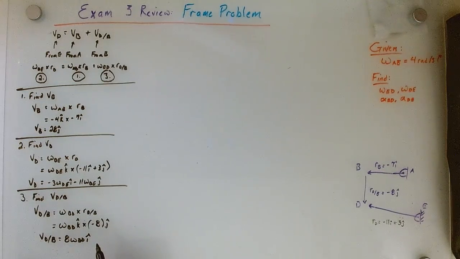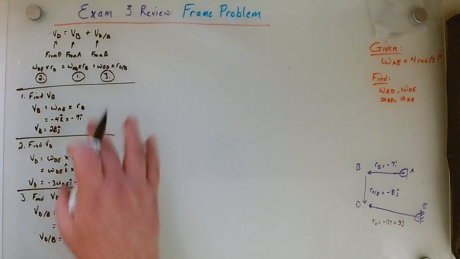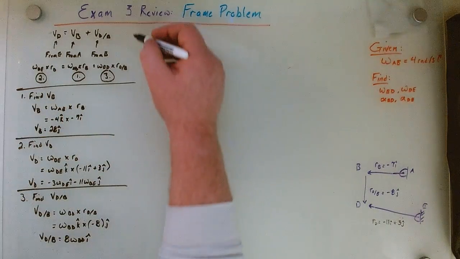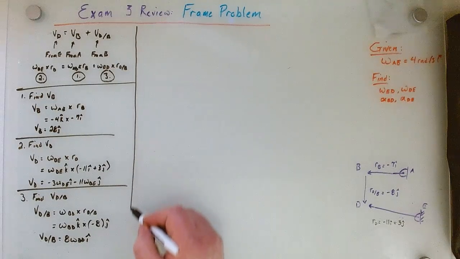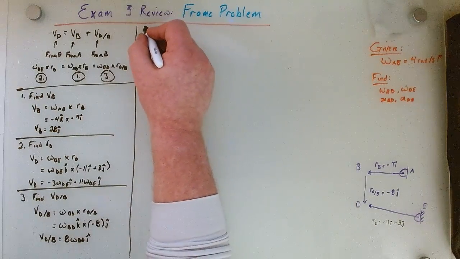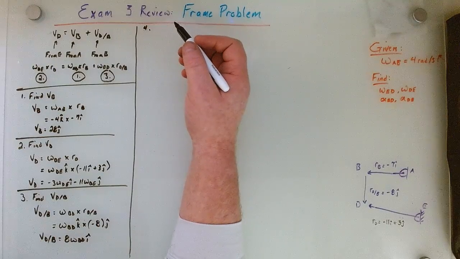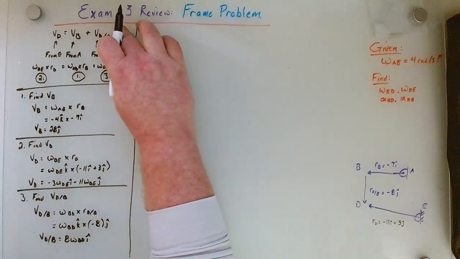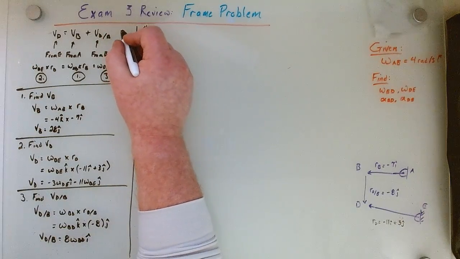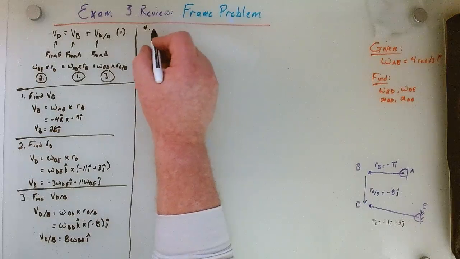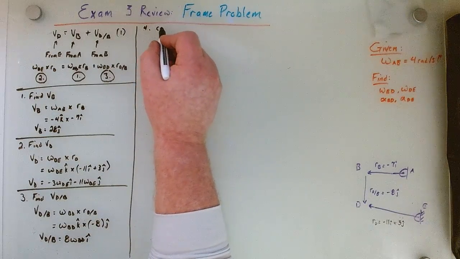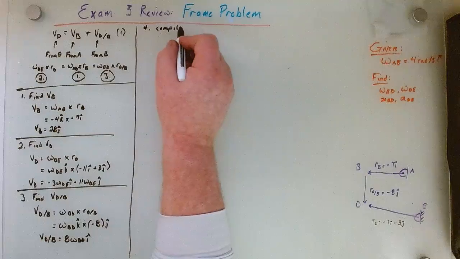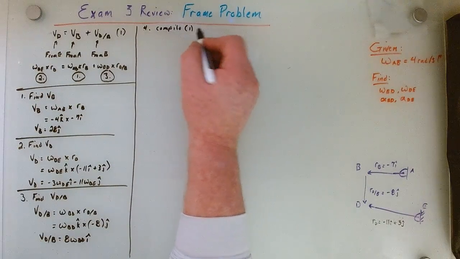Now what we can do is just plug these in. So we'll say step 4. Let's give this a number. We'll say compile, and let's call that equation 1.